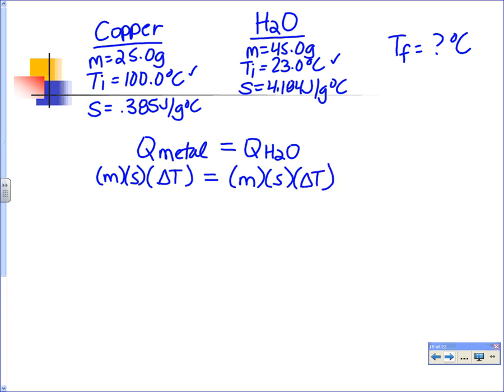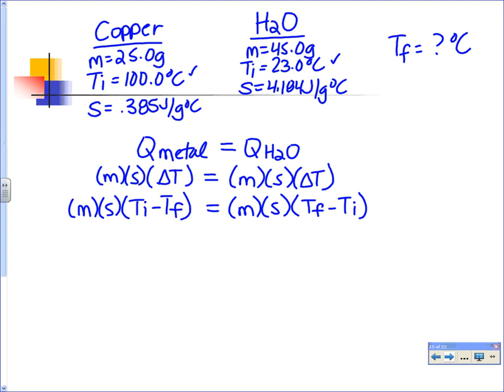I like to start by putting the Q up there just so I remember which is the metal side and which is the water side. Now, for the water side, we know it's going to be m times s, and we're going to take delta T and expand it out to T final minus T initial, what we normally use. But remember, over on the metal side, we're going to flip that. And now we're going to have T initial minus T final. So here's the change. That's the difference.